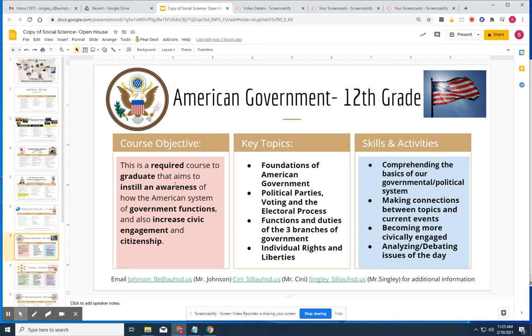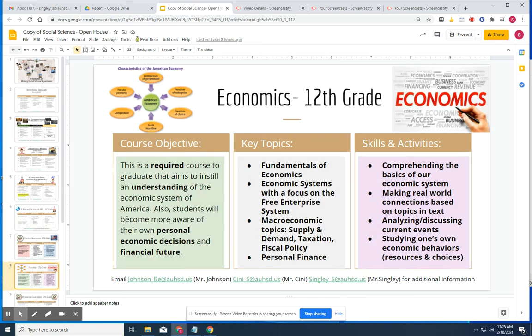In this class, we talk about the foundations of American government, politics, political parties, voting in the electoral process and elections, the functions and duties of the 3 branches of government, and individual rights and civil liberties. It is a 1 semester class, and the 2nd semester would be economics, which is also a required 12th grade class to graduate.